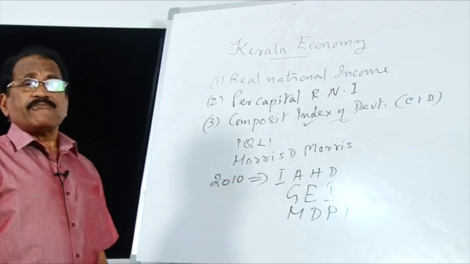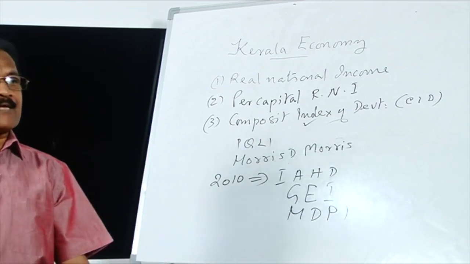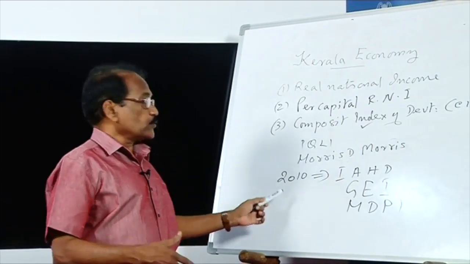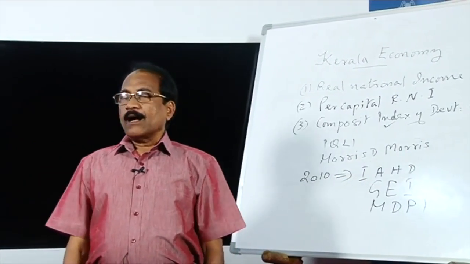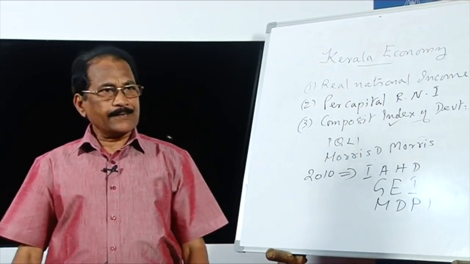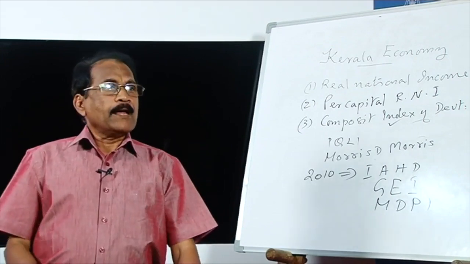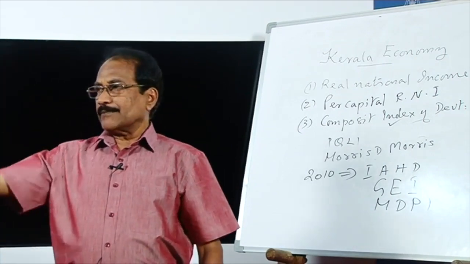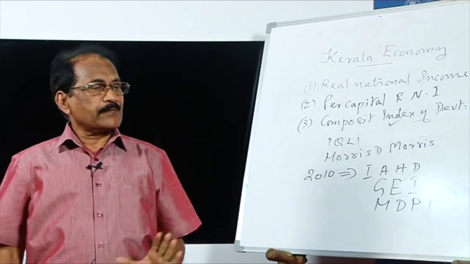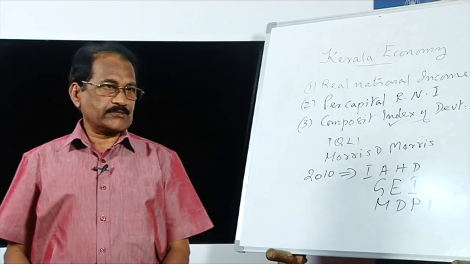These are all further criteria developed by UNDP in 2010. Subsequently, we find that it is a common phenomenon that development is a multiple number of things. A mere increase in the real national income is not sufficient. A number of things we have to take into consideration.